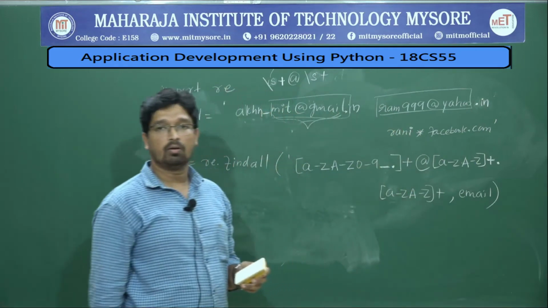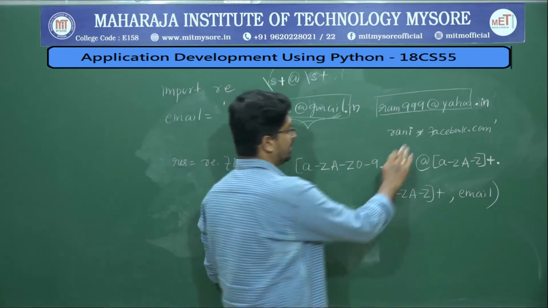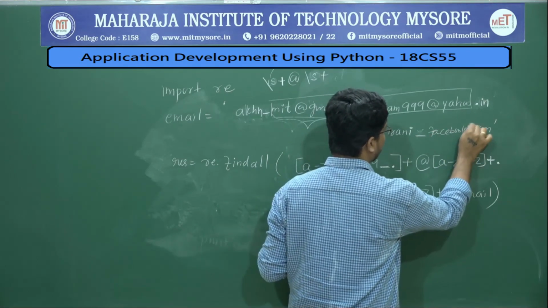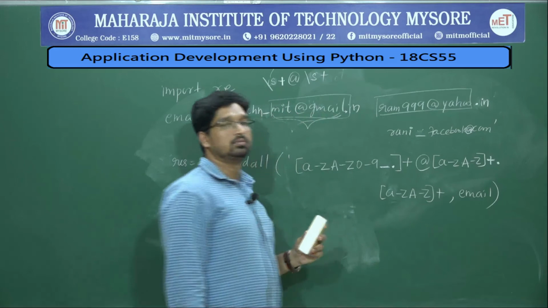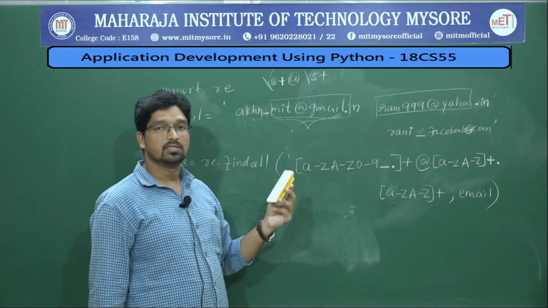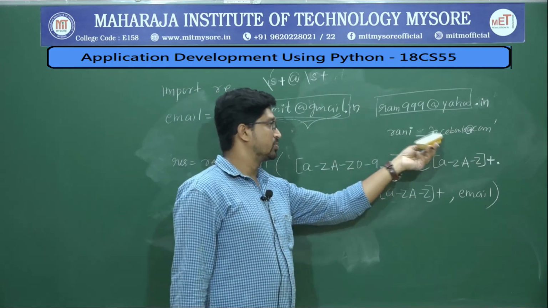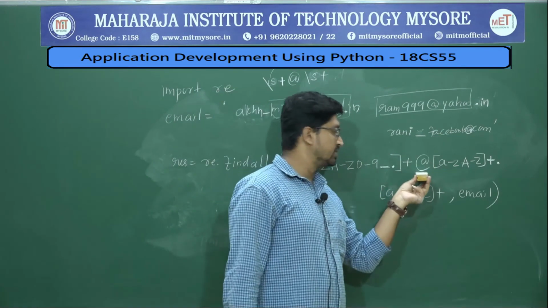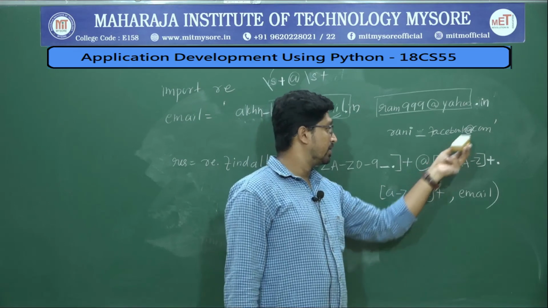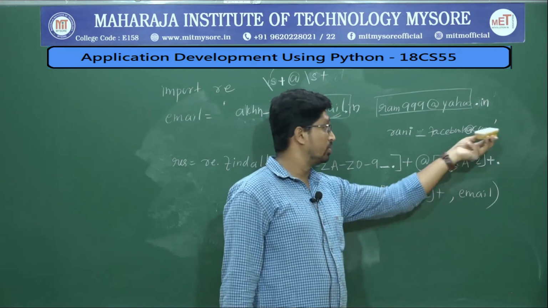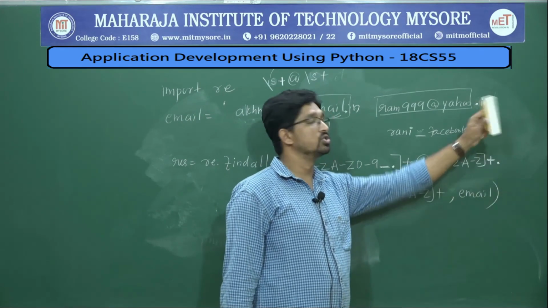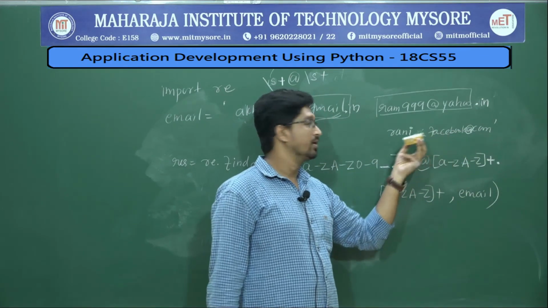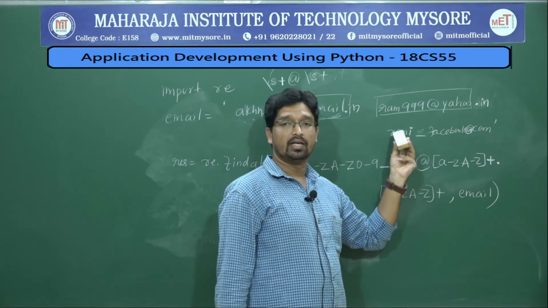Rani at facebook.com, it is not valid. Let us say Rani underscore facebook at com. If I write like this, Rani underscore Facebook is considered here, at is matched, and com is also matched. But what about the dot? There is no dot, there is no further word, so it is not a valid string. This is treated as an invalid string.